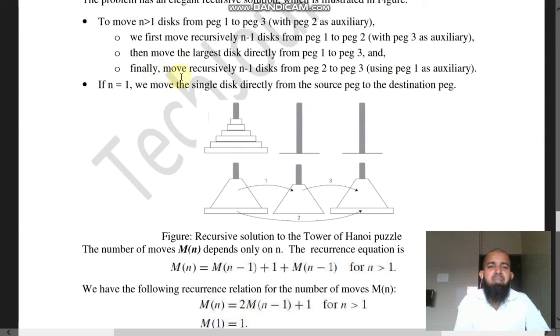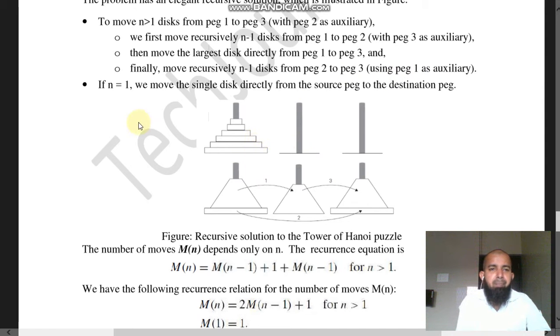Finally, move recursively n minus 1 disks from peg 2 to peg 3. Finally you move all the remaining disks from peg 2 to peg 3 recursively, using peg 1 as auxiliary. Directly you can't move, you need another peg.